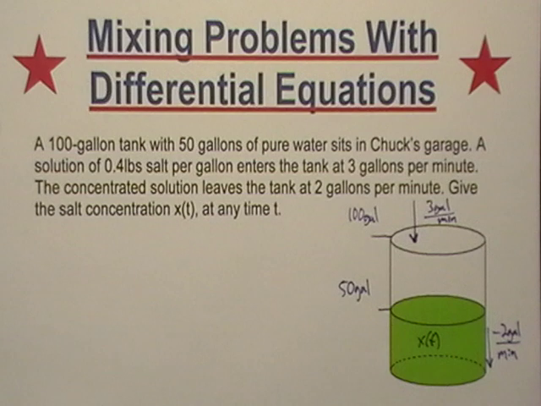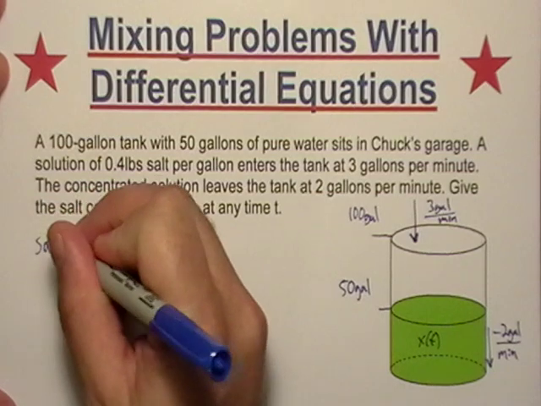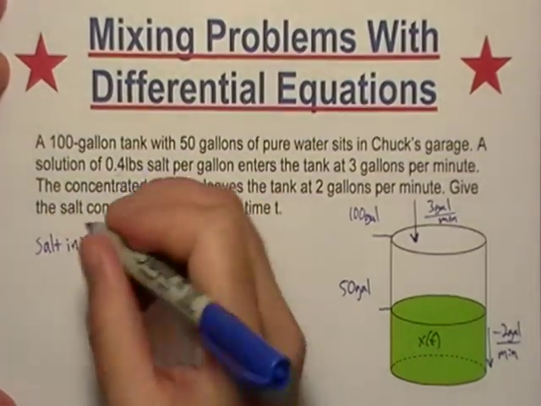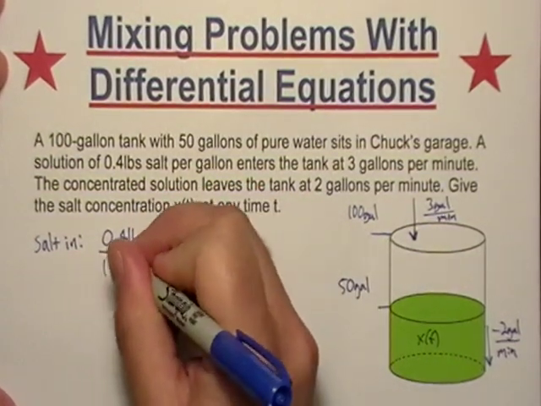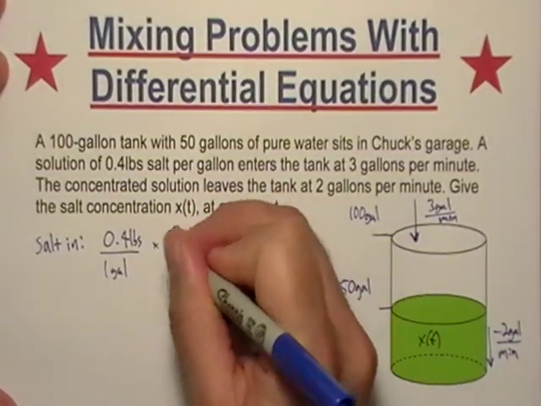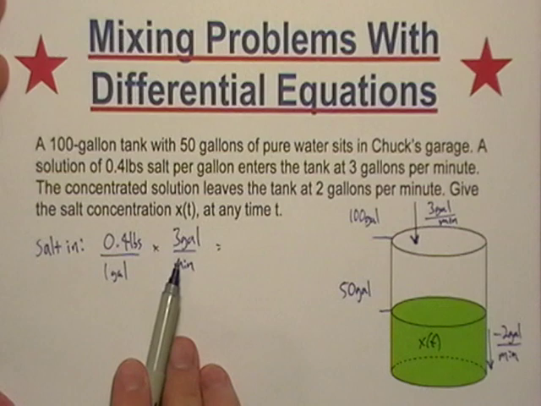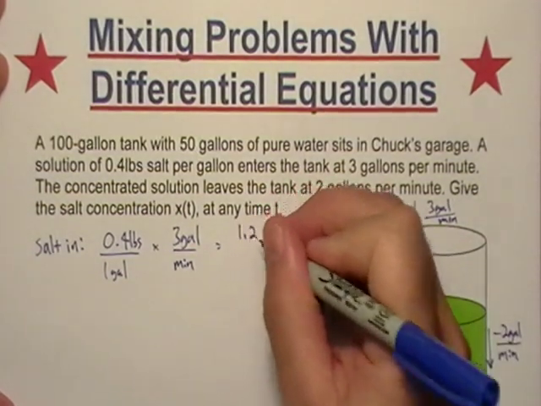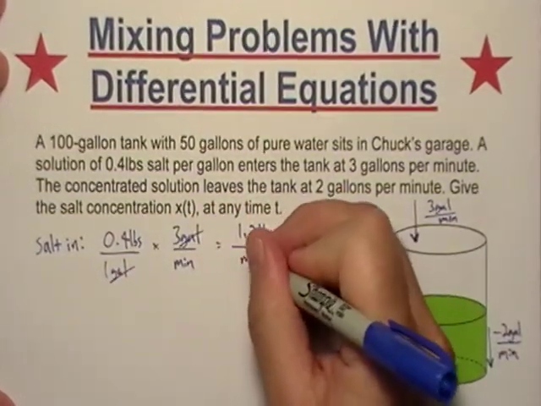So let's find out how much salt, pound-wise, mass-wise, is coming in. Okay, so what do we got? So we got salt in. Okay, so that is going to be, it's coming in at 0.4 pounds per gallon. And then we're going to multiply that by 3 gallons per minute. Okay, and that's going to give us 4 tenths, so that's 12 tenths, that's 1.2 pounds. The gallons cancel out, per minute.